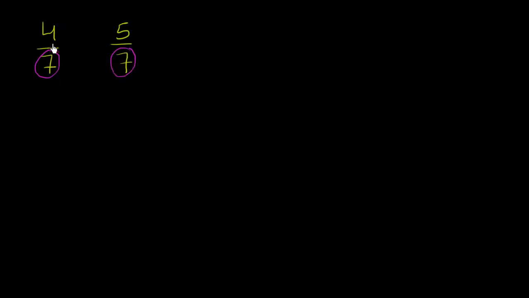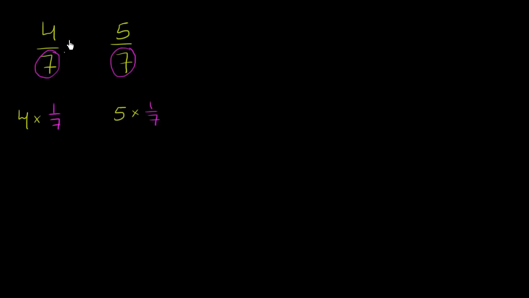So one way to think about it, this is literally 4/7. This is literally 5/7. So we could rewrite 4/7 as literally 4 times 1/7. And we can rewrite 5/7 as literally 5 times 1/7. So now if I have 4 of something versus 5 of something, which is going to be a larger quantity? Well, clearly 5 of this 1/7 is going to be more. So 4/7 is smaller, 5/7 is larger.